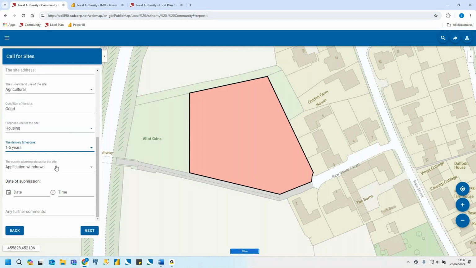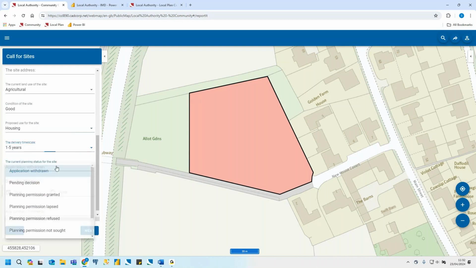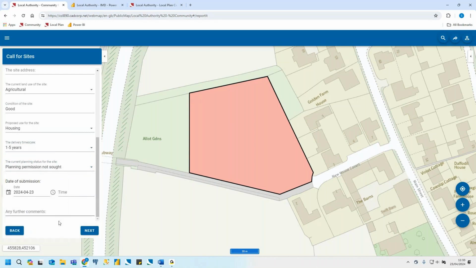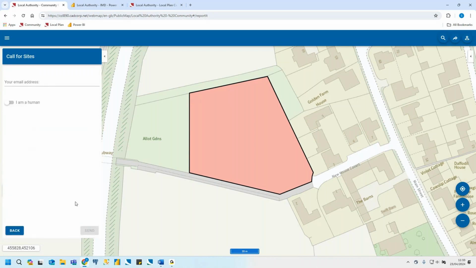Have we sought any sort of planning on the site before? No, I haven't. I'm going to include a date of my submission, and then there's an option to add some additional comments as part of the submission there at the bottom. Once I've completed that first part of the form, the last item to add is a contact email address, a little security check, and then we can hit send.